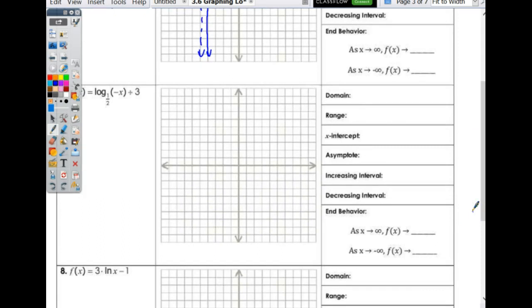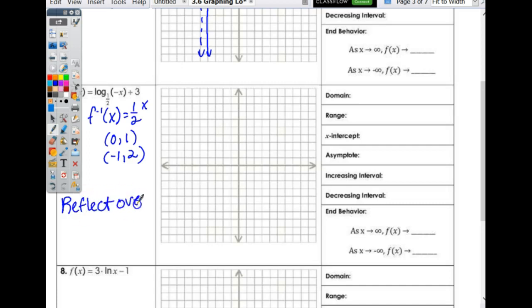What's the base this time? 1/2, which means I'm going to get 0, 1, and -1, 2. What's the negative with the x? What's that a reflection over? Over y? And the +3 is 3 up. Asymptote shifting or not shifting? Not shifting, so go ahead and draw that in.